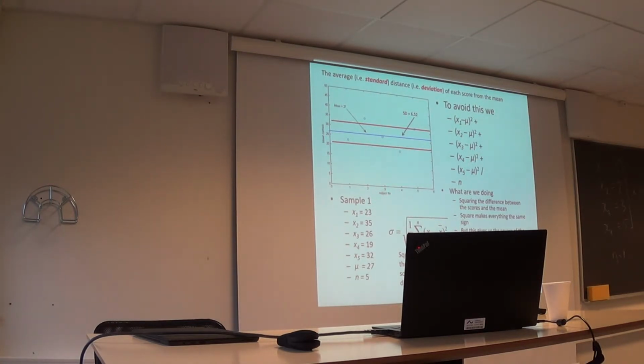Squared. Okay, so that's score 1 minus the average squared, plus score 2 squared, plus score 3 squared, plus score 4 minus the mean squared.